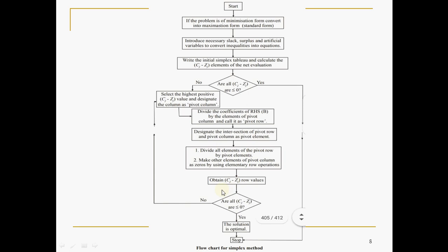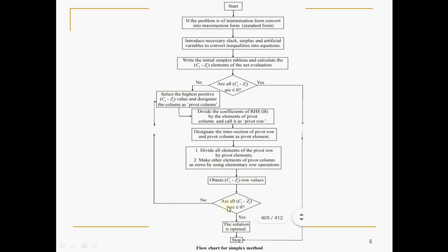Now obtain Cj minus Zj again. It is an iterative process. The procedure is the same. Once you understand simplex table 1, the procedure is the same, just an iterative process. And what you have to understand after writing simplex table 1 is how to move to simplex table 2. Just by following 2 or 3 simple steps, you can move from one table to another table, and then the process of obtaining Cj minus Zj, everything is the same.